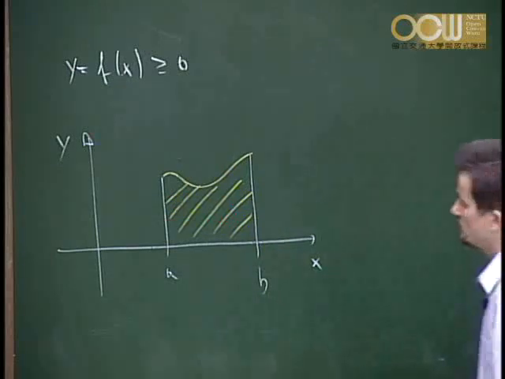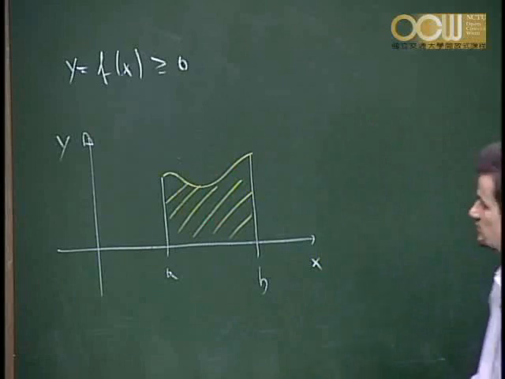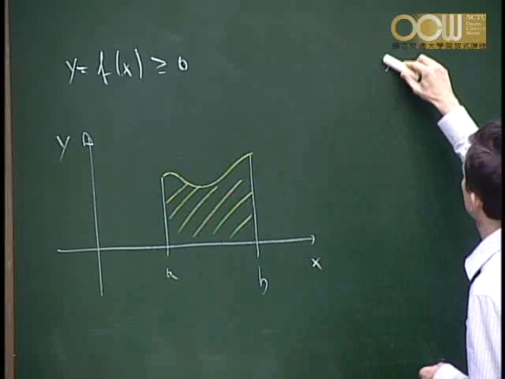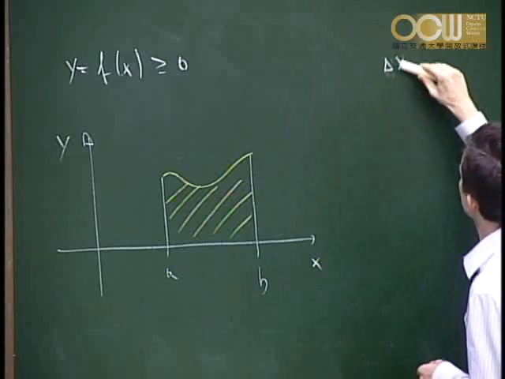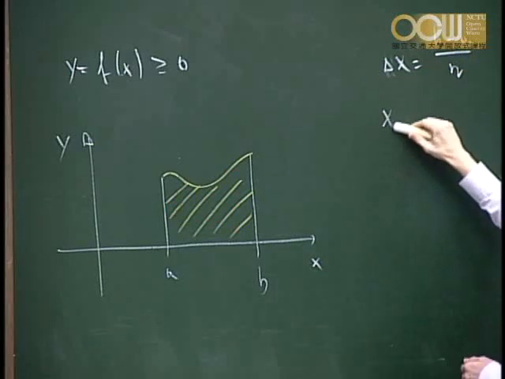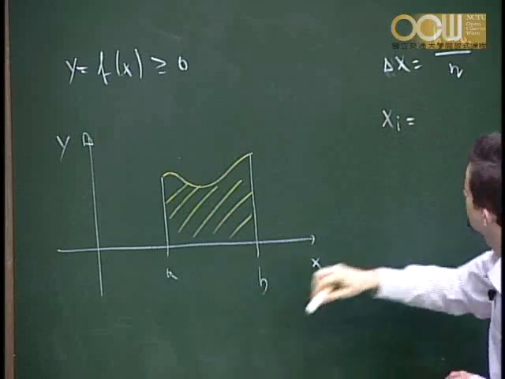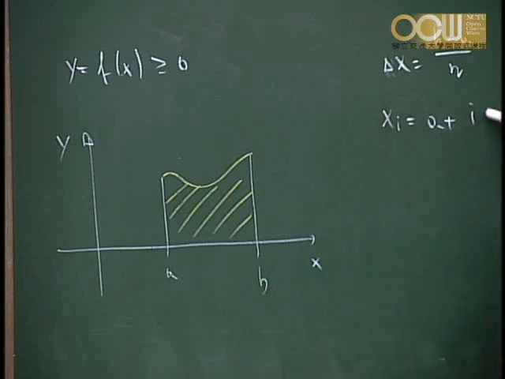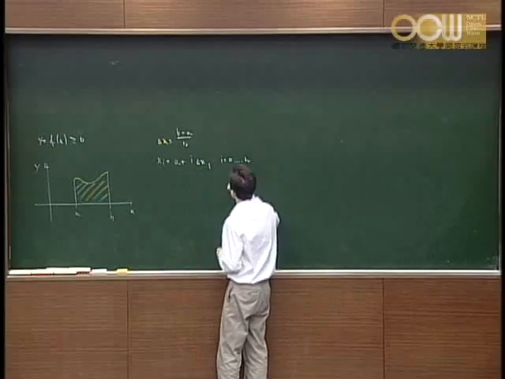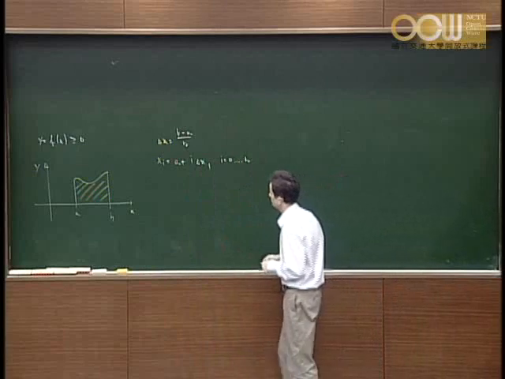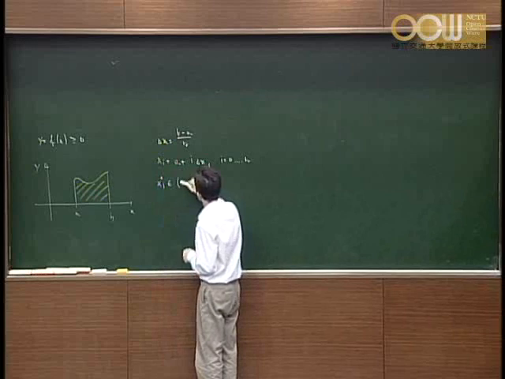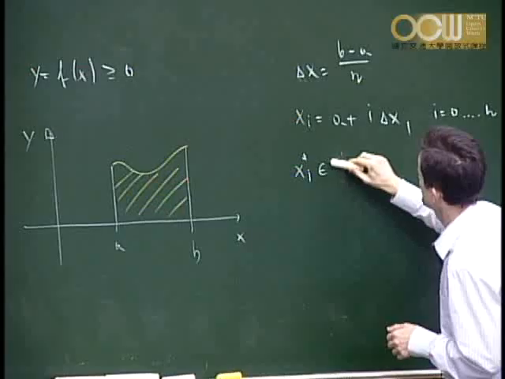The approach we used last semester is, we first divided the interval [a,b] into subintervals, all of them of equal length. We defined this delta x, which was (b minus a) over n, and then we defined the sequence of points xi, starting from a plus i times delta x, where i goes from 0 up to n. For n we get b, and then we were choosing a sample point in the ith subinterval.